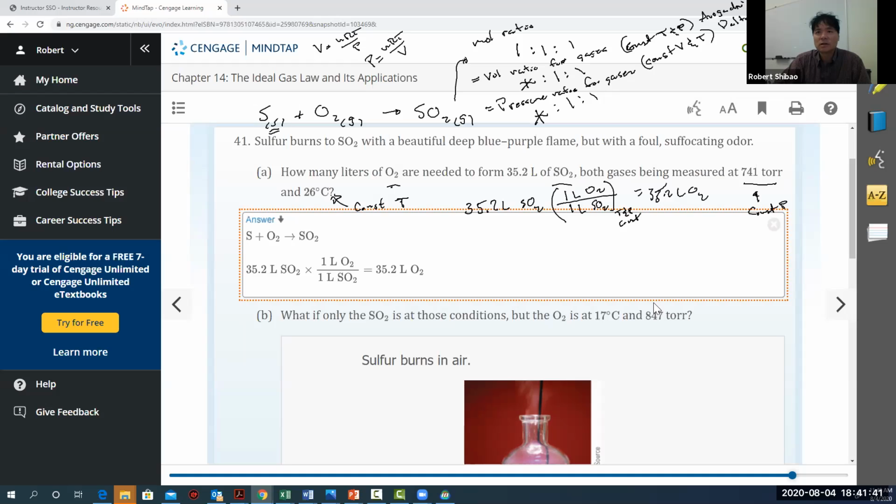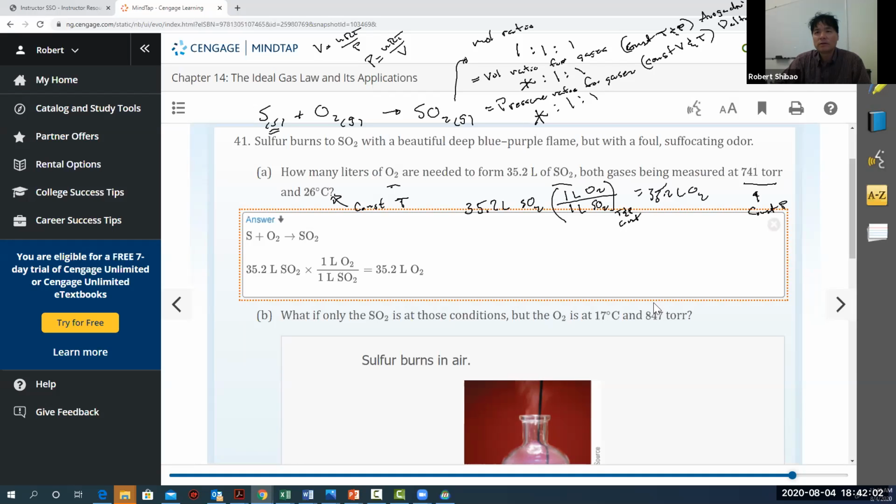So the temperature has actually gone down. So temperature goes down, we expect a smaller volume. The pressure has gone up, so we expect a smaller volume. So this is going to be a smaller volume. It's going to be less than 35.2 liters, even though the amount of gas hasn't changed at all. The amount of gas is the same. It's just at lower temperature and higher pressure.